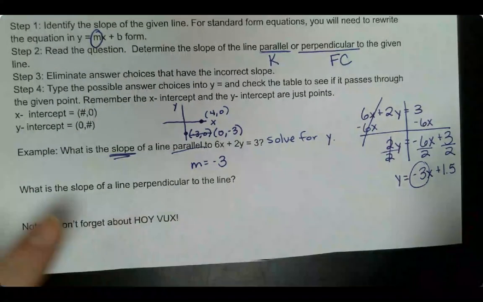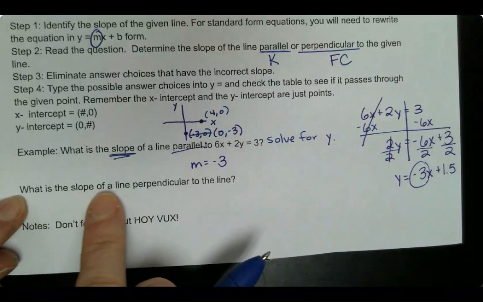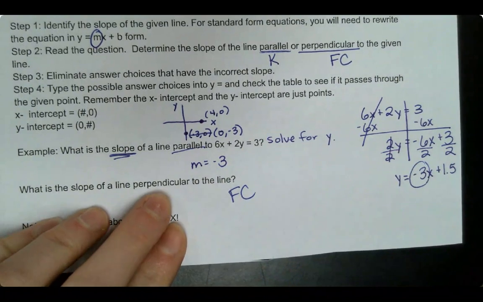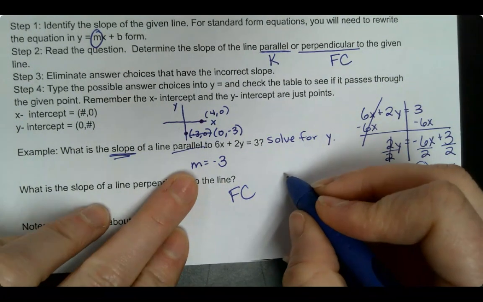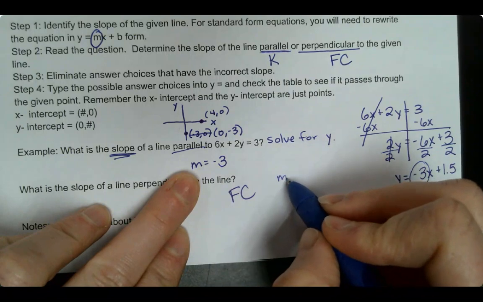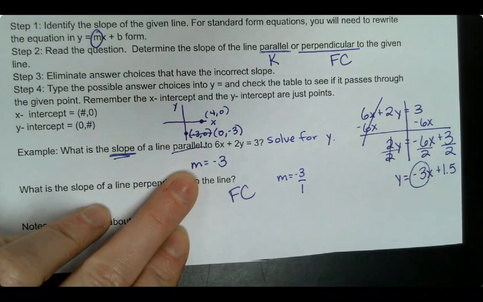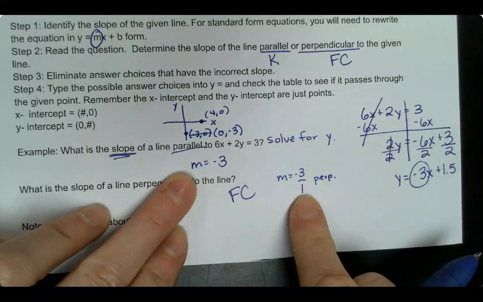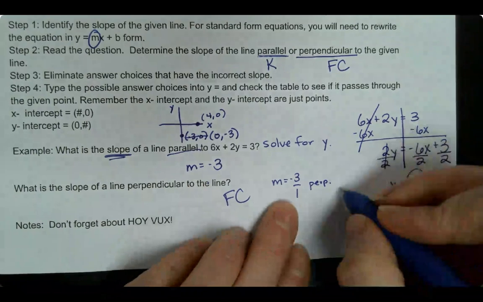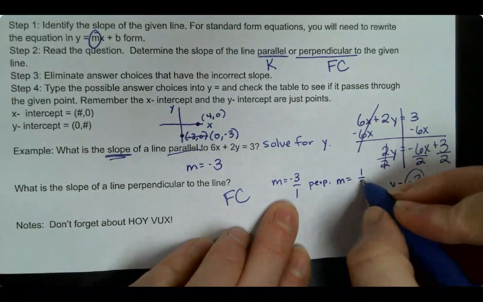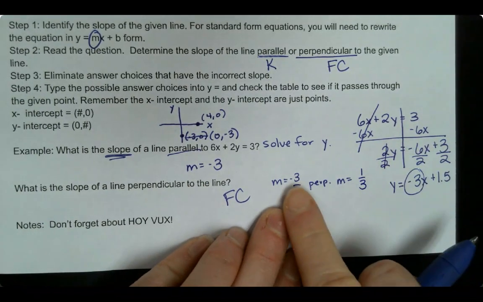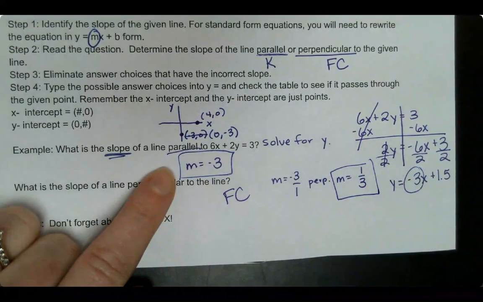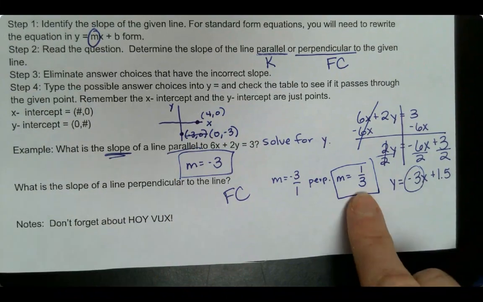But perpendicular, like the second problem, what is the slope of a line perpendicular? You'd have to flip it and change the sign. So m equals -3 over 1. So the perpendicular slope, you have to flip it. If there's nothing on the bottom, then you'd put a 1. So we'd flip it. It'd be 1 over 3 and change the sign. So it'd be a positive 1 over 3. So this is parallel, m equals -3. Perpendicular is positive 1 over 3.